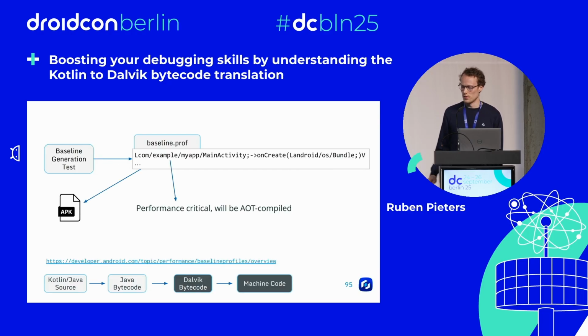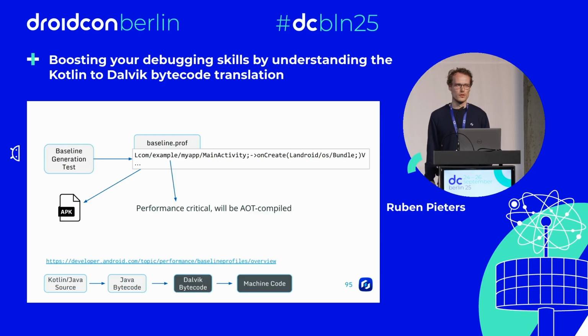So when you release your app on the App Store, you don't tell user devices whether it should run in speed mode or interpret-only mode. This is the Android system that decides this for you. But a way to influence that is with baseline profiles.